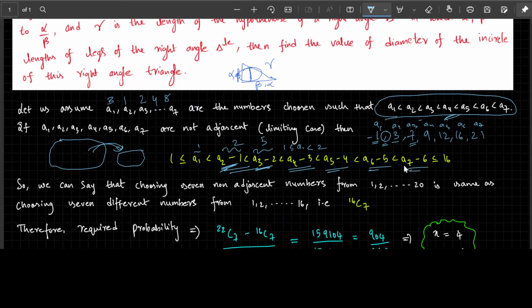So if you substitute all these things, a7 minus 6, that is equal to 15, and if you choose a7 to be 22, 22 minus 7, that is 16. So that will be less than or equal to 16 because the equal to sign is there. So this is how we can construct it.